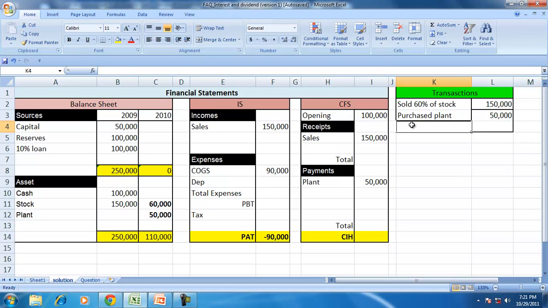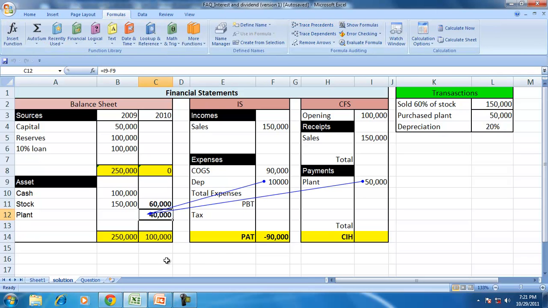So plant on the date of acquisition is an asset on the balance sheet. And then suppose depreciation is 20%. Depreciation will be calculated on the plant, and assuming that the asset has been purchased at the beginning of the year, the value of the plant will reduce to the extent of depreciation, which is 10,000 here. Let me show that once again. So the value of the asset reduced from 50,000 to 40,000 because of depreciation.